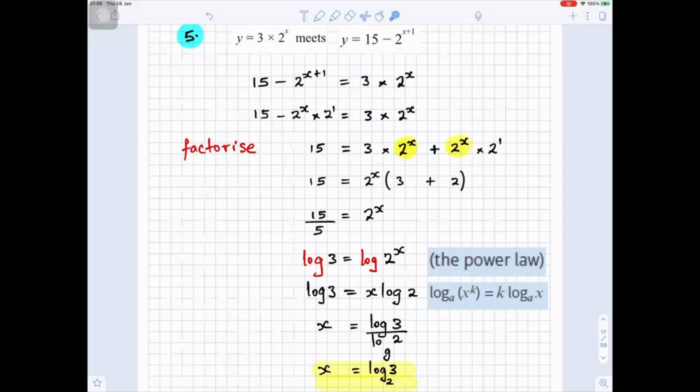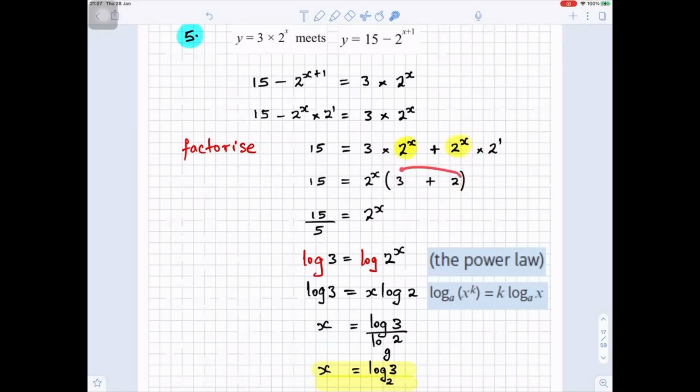So we can separate this, it will be 2^x times 2^1. After you separate it, you want to take that to the right hand side. It's minus 2^x times 2^1, it becomes plus 2^x times 2^1 when you take it to the right. So you're left with 15 equals 3 times 2^x plus 2^x times 2^1. We factorize. 2^x is common, so we take 2^x out of the bracket. We're left with 3 plus 2. 3 plus 2 is 5.